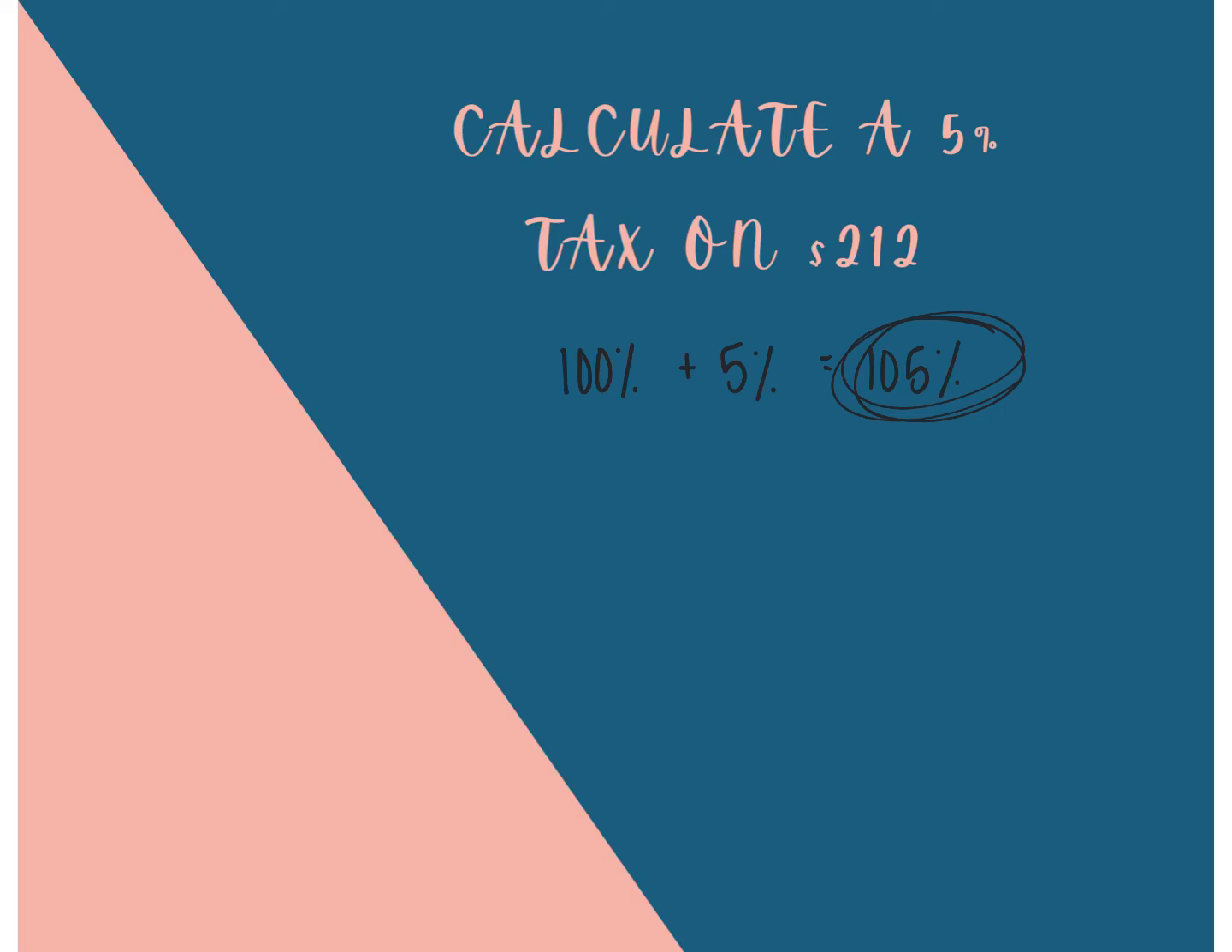Now, what's the decimal equivalent to 105%? Remember that you can divide that by 100, or some people think of it as moving the decimal over 2 times. So the decimal equivalent, let me write this, is 1.05. Once we know that information, we can take 212 and multiply it by the percent, 1.05, and we'll end up with the answer to this problem.